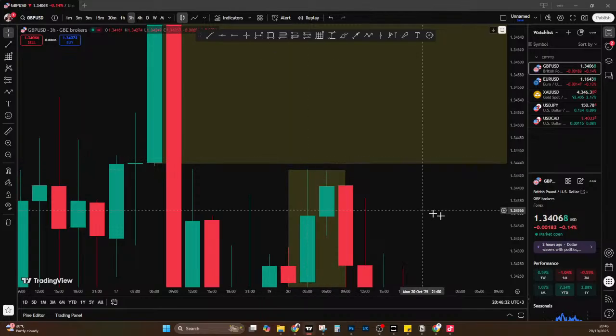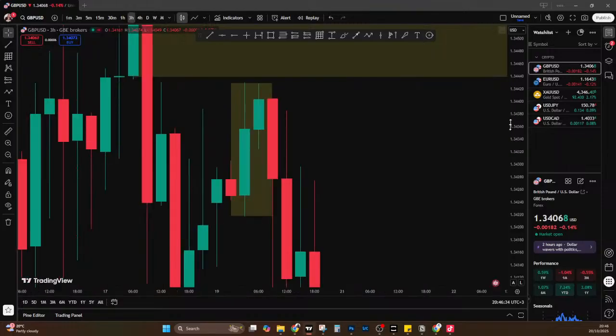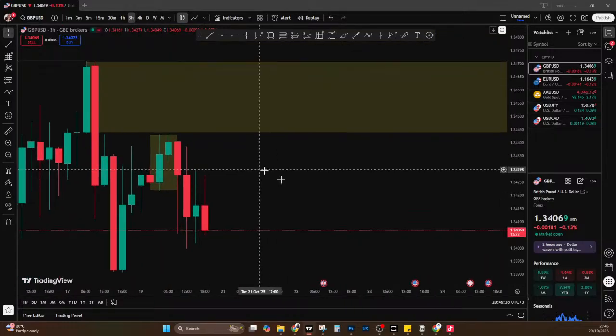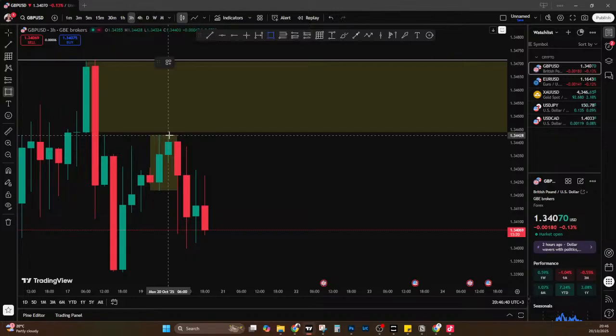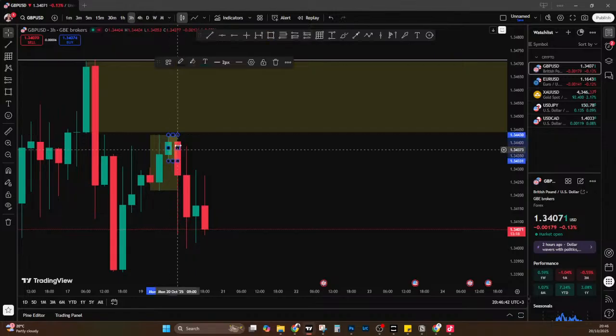And why is the market doing that? Why is the market doing that? I'm sure there is someone here already who has marked this as an order block.